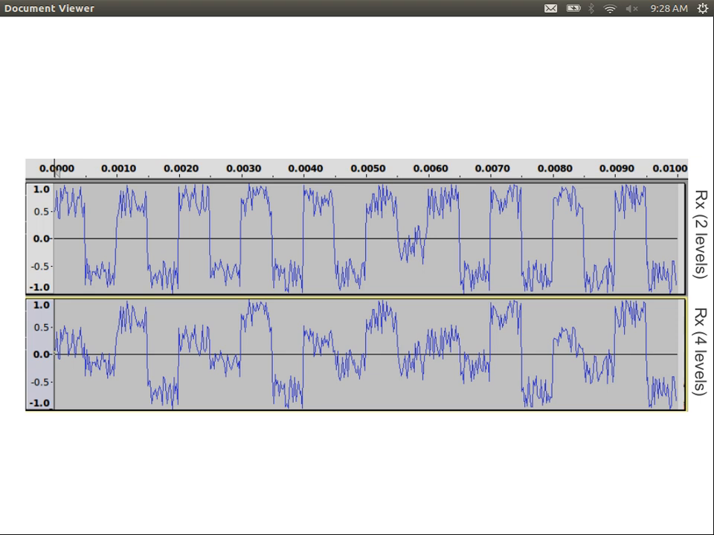It could be at different levels. But importantly, we need to divide the space, minus 1 to plus 1, between the four different levels in this case. And if it falls within one range, it corresponds to level 1, another range, level 2, and so on.